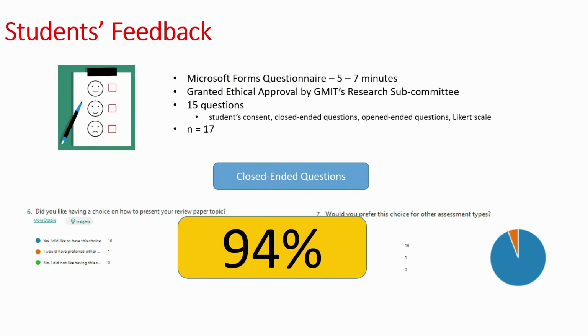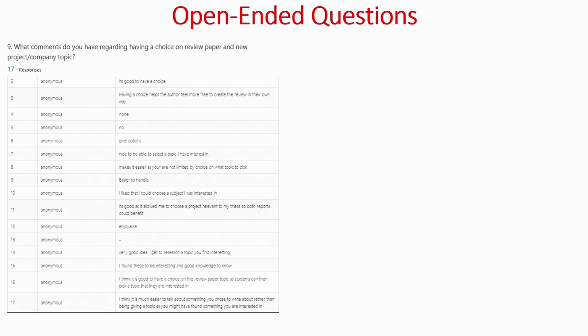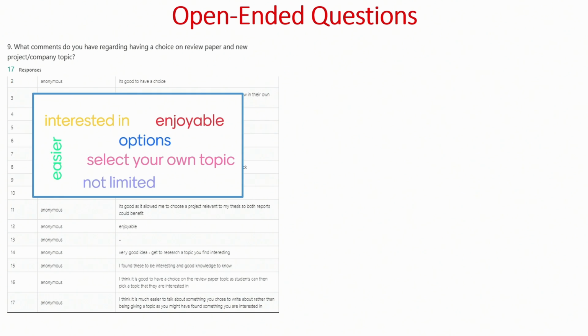94% said yes. The open-ended questions then, what comments do you have regarding having a choice on selecting your review paper? This was very positive, and some of the responses were they liked the options, so we're just plucking from the survey there. They found it very enjoyable. They found that they had more of an interest in it when they could select their own topic, and they found it was easier and it wasn't being limited either.